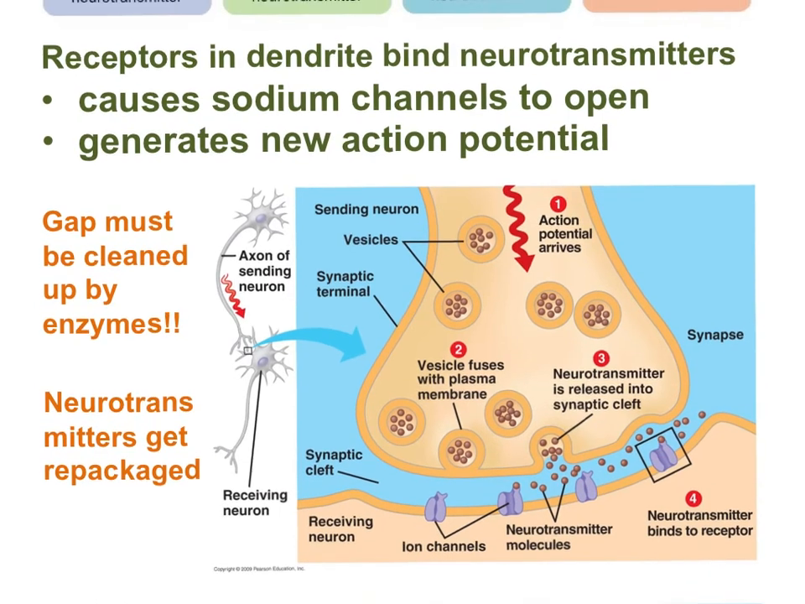This kind of reiterates at the top what I said before in a nice picture for you. So we have here the terminal of one neuron, and that neuron has an action potential that moves down the axon. That action potential is simply sodium channels opening, allowing sodium to come in, and then sodium immediately being pumped back out.